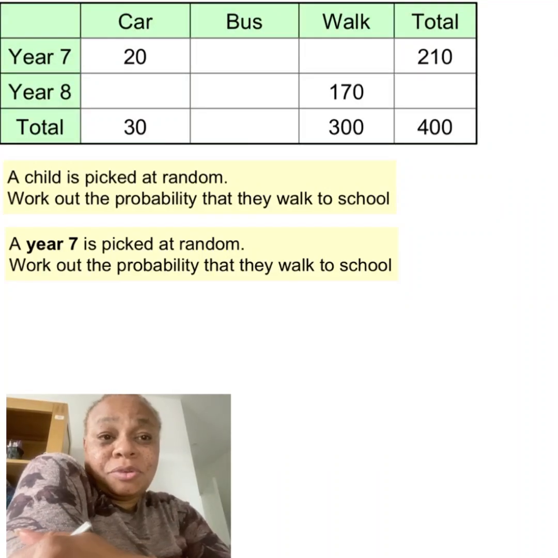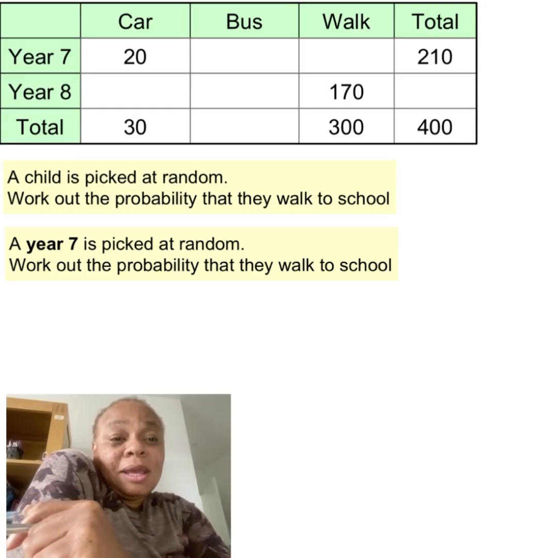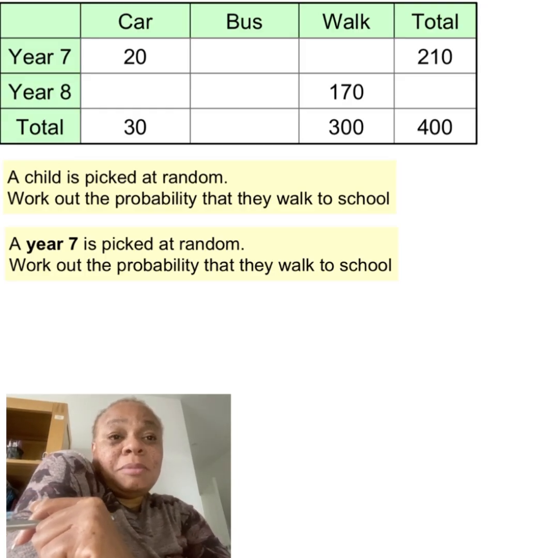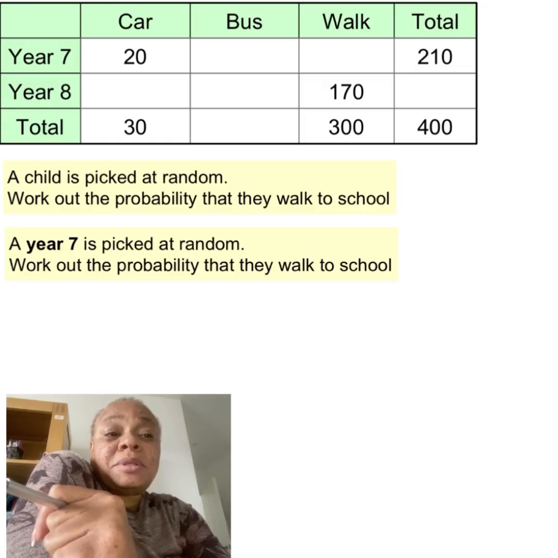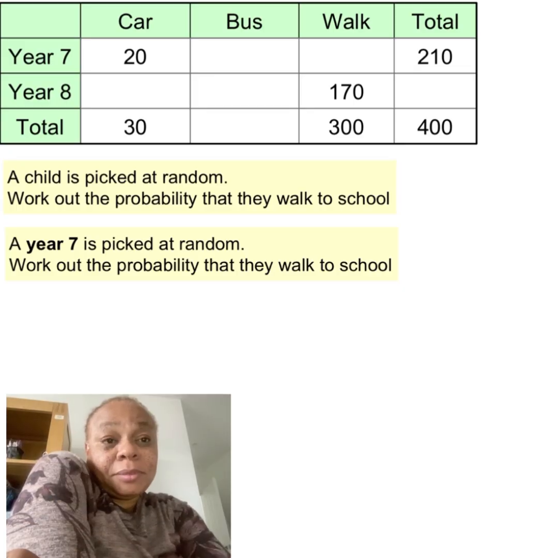Welcome to the second task for today, which is another two-way table and probability question. If you'd like to take a pause and have a go by yourself. This table shows all the year 7 and year 8 children and how they get to school in the morning. Some children go by car, some go by bus, and some walk. You need to fill out the rest of the table and then answer the probability questions at the bottom.